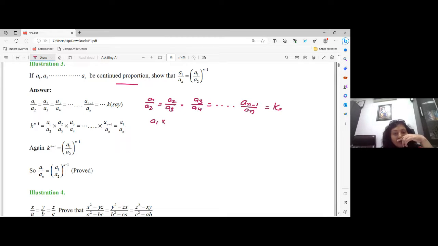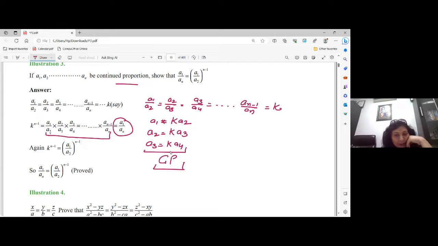So whenever we have been given terms equal to K, you can say A1 upon A2 into A2 upon A3. If we multiply all these terms, then this becomes A1 upon AN. So the thing is this: A1 is equal to K A2, A2 is equal to K A3, A3 is equal to K A4. If you check it out, this becomes your GP.